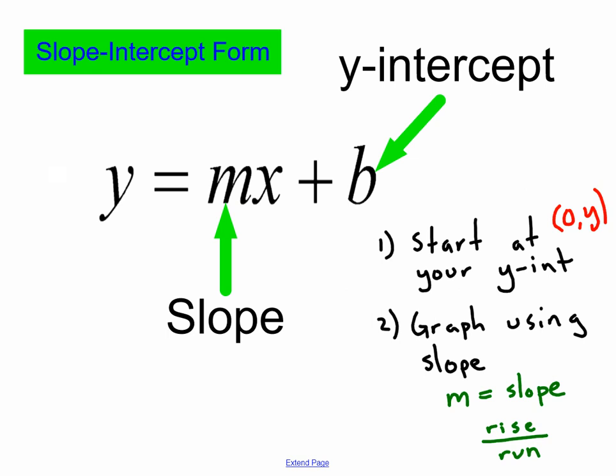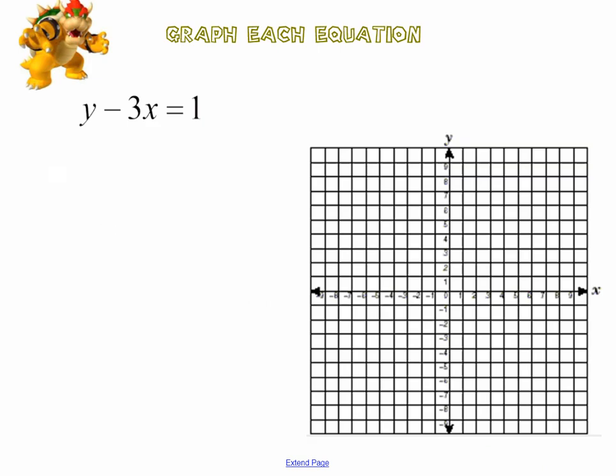Let's go ahead and look at our first example. So here, this is not in slope-intercept form, so we need to get our equation into slope-intercept form. It should be y equals mx plus b. So to do that, I need to draw a line down my equal sign. And I want it to be of the form of y equals mx plus b.